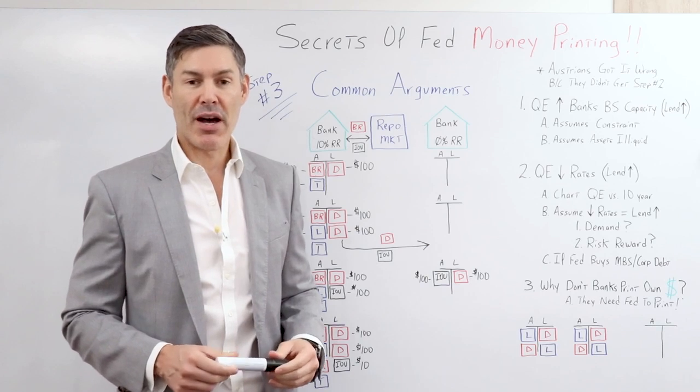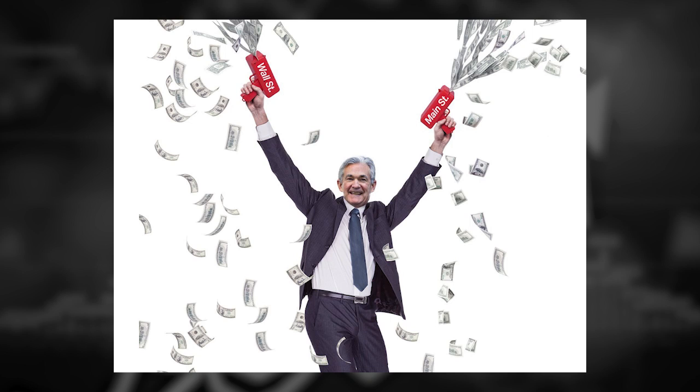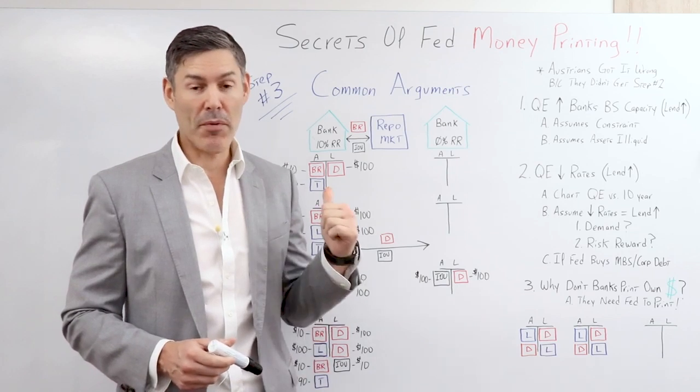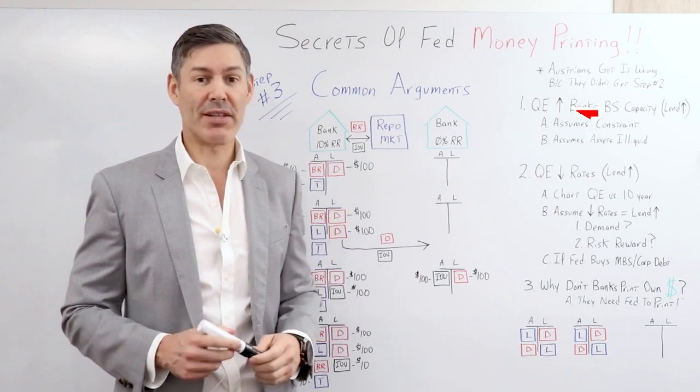In a lot of my videos, I've said that if the government deficit spends, and that's monetized by the Fed, then that equals money printing or an increase of M2 money supply. And as we went over before, that isn't always true. The devil's in the details.